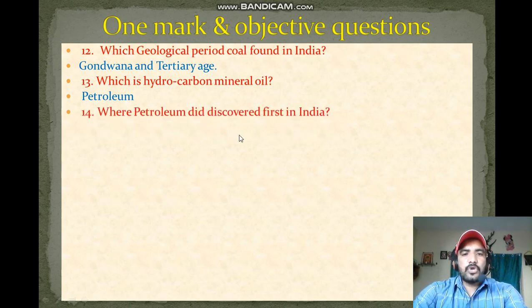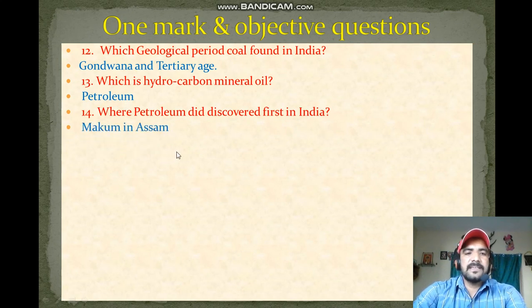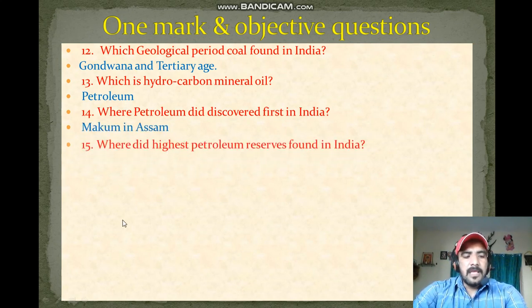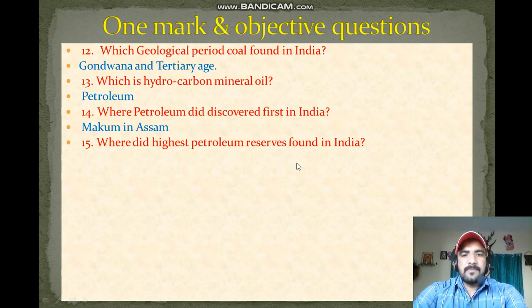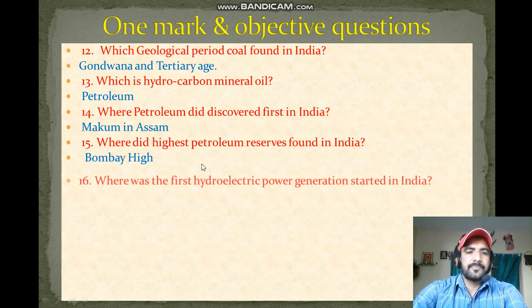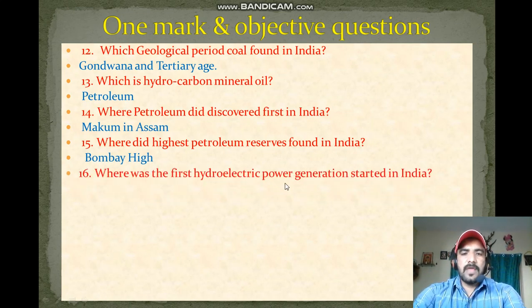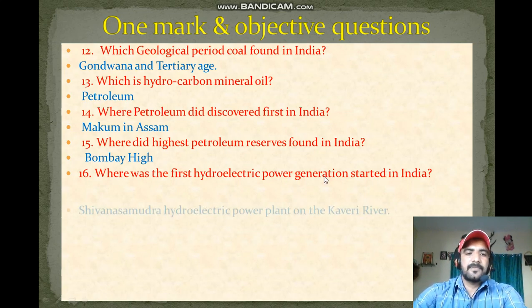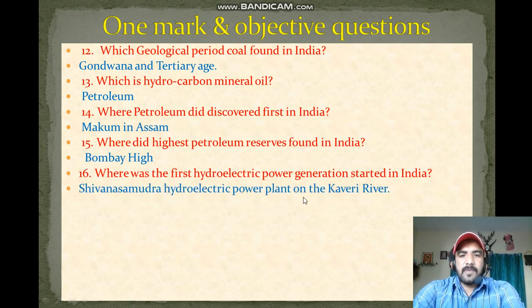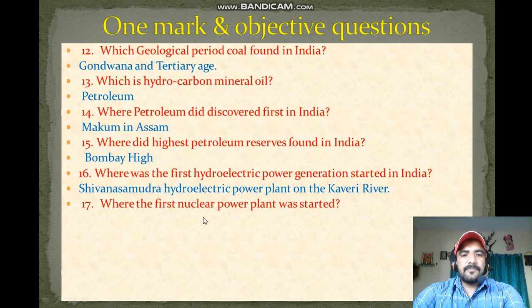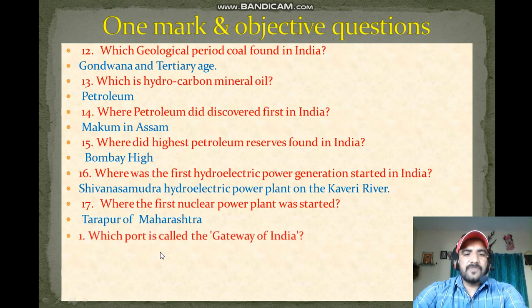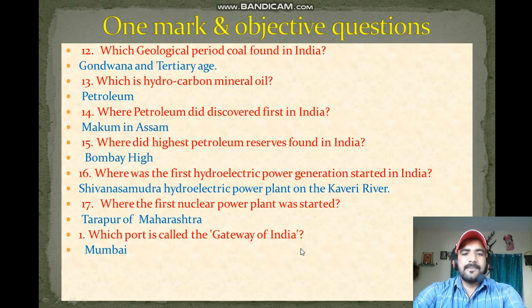Next one, where was petroleum first discovered in India? That is Makum in Assam. Next one, where was the highest petroleum reserve found in India? You all know that is Bombay High near Mumbai. Next one, where was the first hydroelectric power generation started in India? There is Shivanasamudra hydroelectric power plant on the Kaveri River, started in 1902. Next one, where was the first nuclear power plant started? That is Tarapur, Maharashtra. Next one, which port is called the gateway of India? You know very well that is Mumbai.